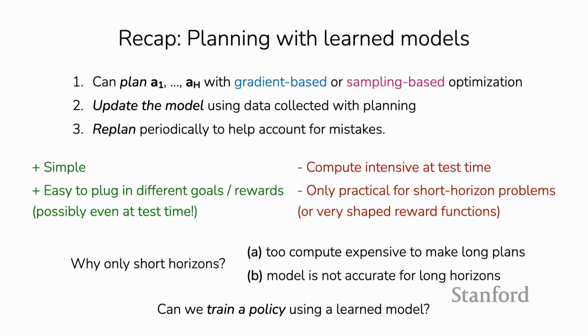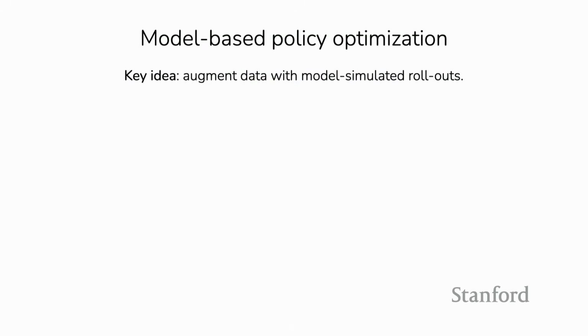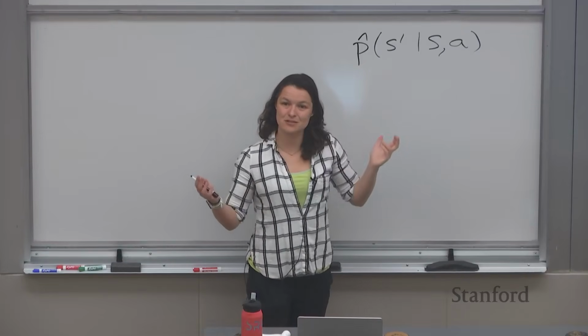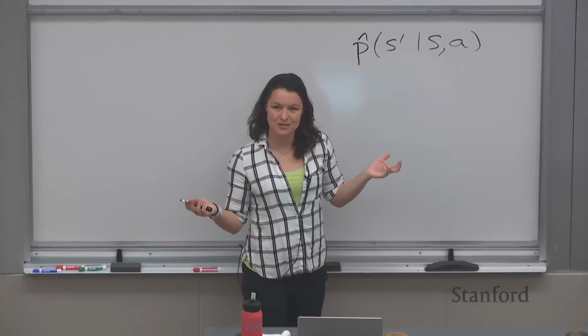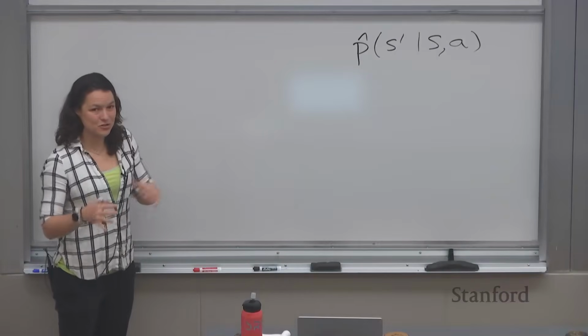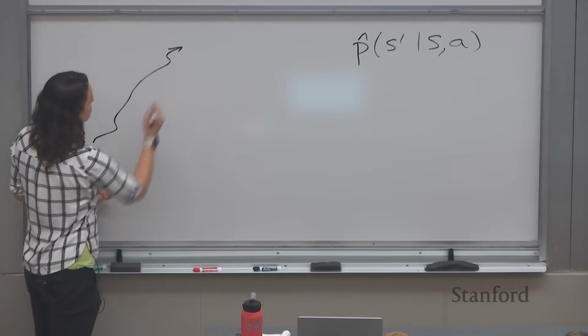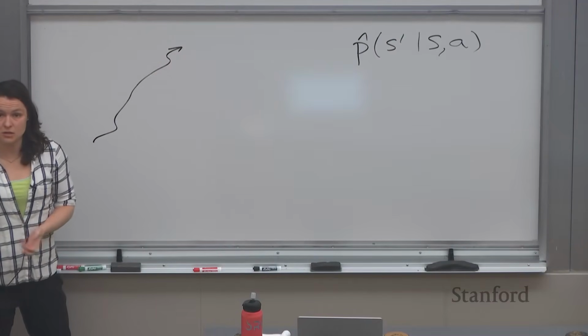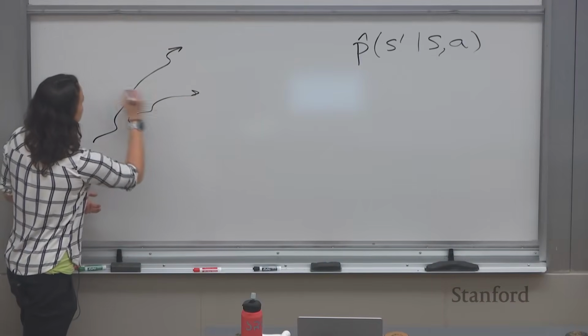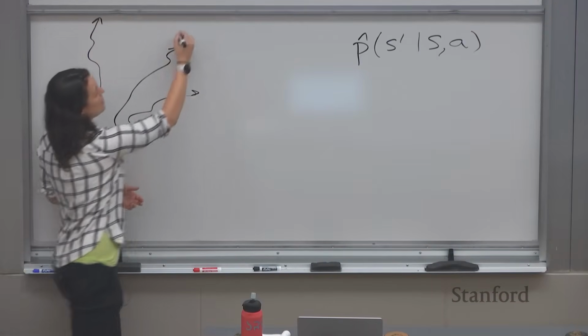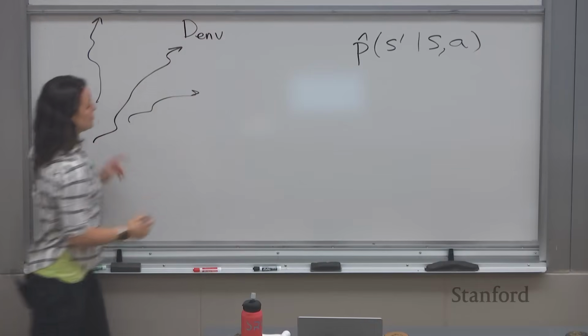Cool. Now, there's a second way that you can use these kinds of learned models, and that is to learn a policy. So that's what we'll talk about right now. The key idea is that we could use this model of the future, this kind of learned simulator, to augment any sort of data that we've collected. So say that in the real environment, we've collected some data. So we have some trajectories. Some of this data could also have been provided to us in an offline data set. And so maybe the data that we have in the real environment looks something like this.